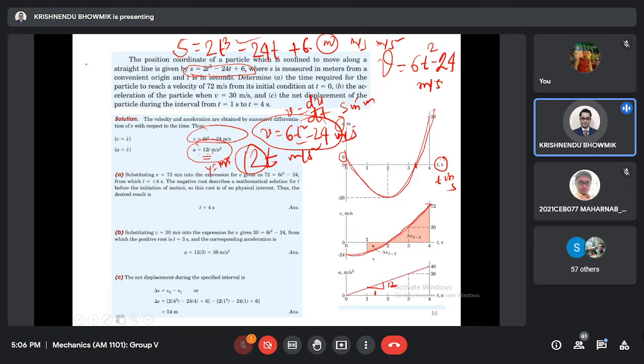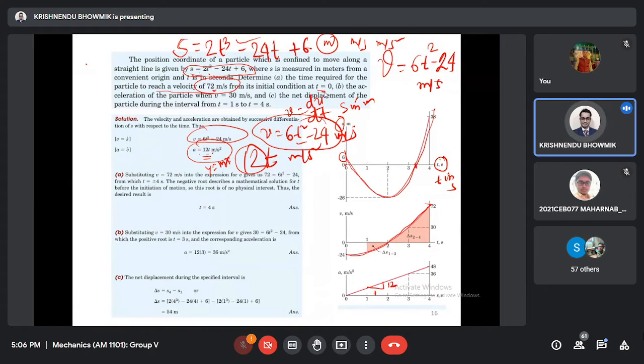Now, based on this, if somebody asks to determine the time required for the particle to reach the velocity of 72 meter per second, initially t equals 0. You have to reach v equal to 72 meter per second. At what time will you get this?